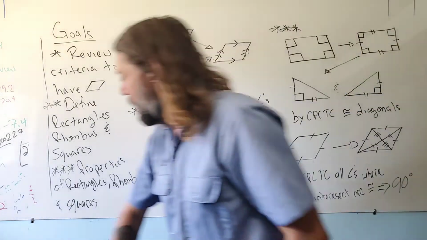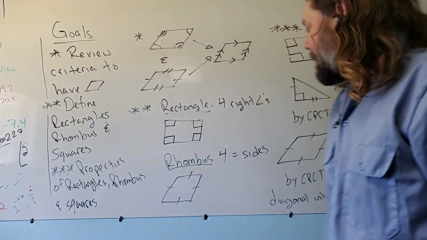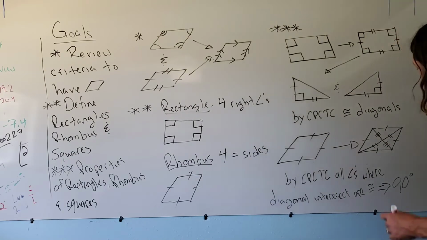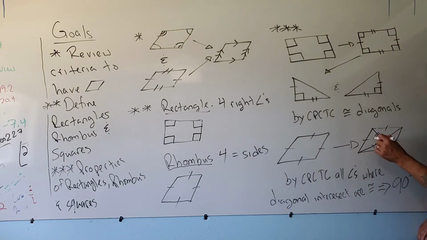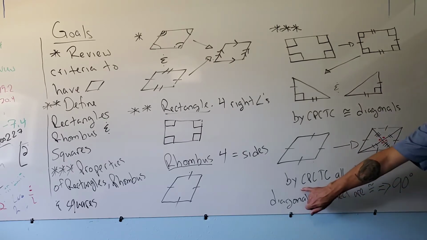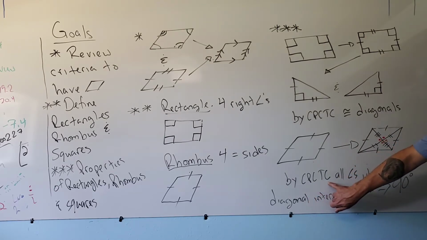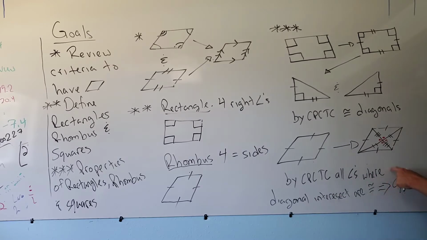And what's really important that I need to point out here is that because all these little triangles in here are the same, all these little angles right here, by corresponding parts of congruent triangles are congruent. These are all identical.